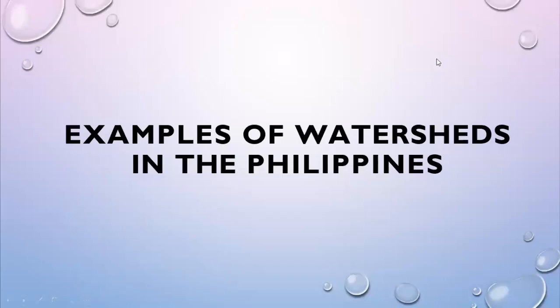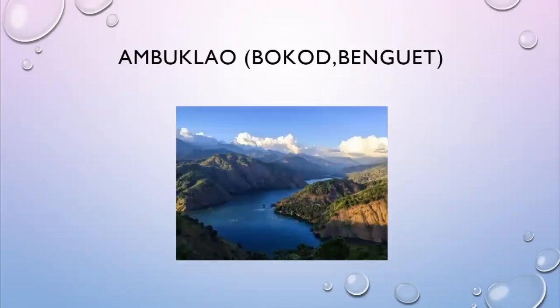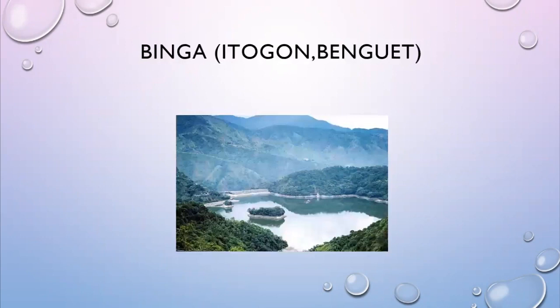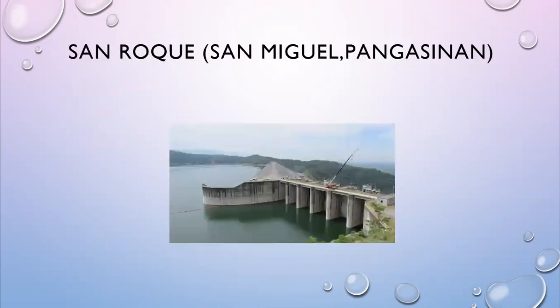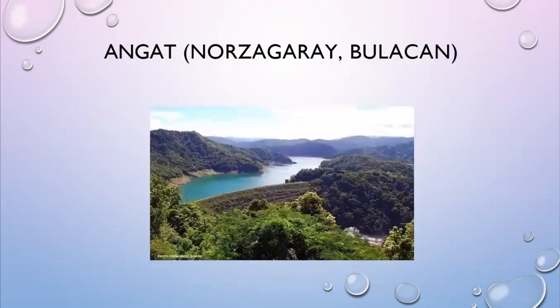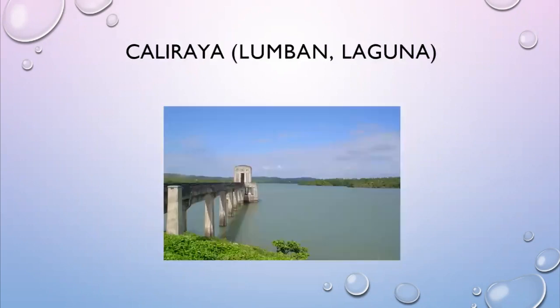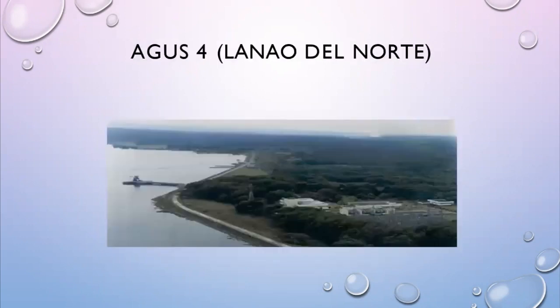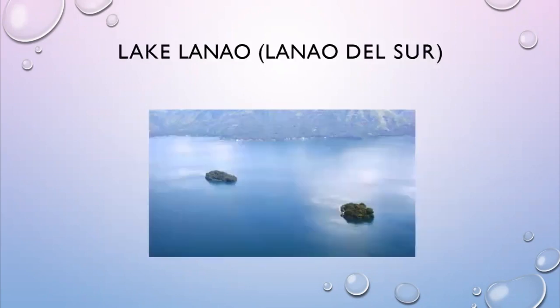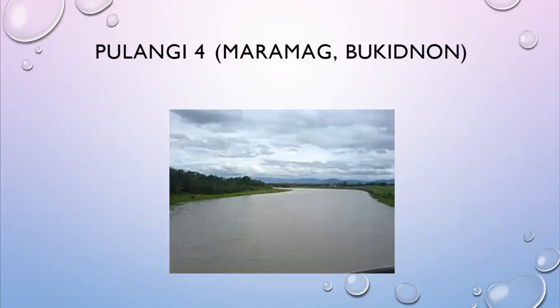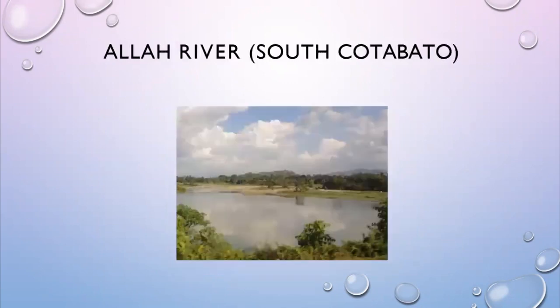So we have here the examples of watersheds in the Philippines. First, we have the Ambuklao, which is located at Bokod, Benguet; the Binga, in Itogon, Benguet; the San Roque, which is in San Miguel, Pangasinan; the Angat, which is in Norzagaray, Bulacan; the Caliraya in Lumban, Laguna; the Agus 4 in Lanao del Norte; the Lake Lanao in Lanao del Sur; the Pulangi 4 in Maramag, Bukidnon; and the Allah River in South Cotabato.